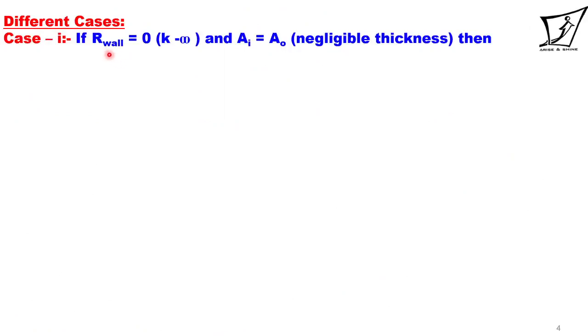Now let us consider the different cases. Case number 1: the resistance offered by the metallic wall or material of the inside tube is 0. That is possible when the thermal conductivity of the inner tube is very large, tends to infinity, and the inside and outside radius are the same. That is, the inside tube has negligible thickness. So under such a condition, the overall heat transfer coefficient is 1 over U equal to 1 over Hi plus 1 over Ho, where Hi and Ho are the convective heat transfer coefficients of the inside and outside fluids respectively.